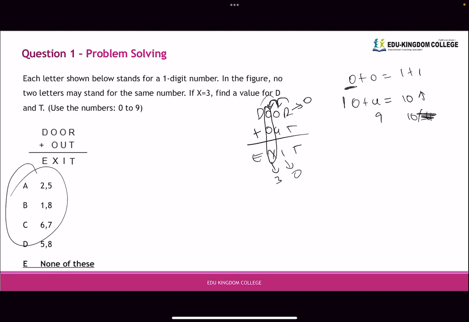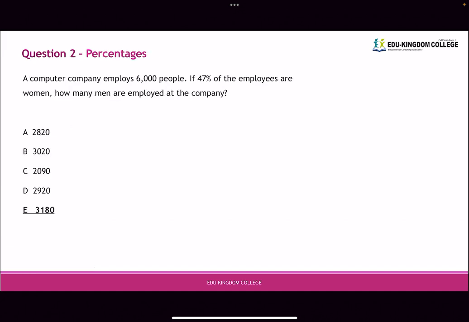No matter what any of these values are, this sequence does not work because there has to be a repetition, which means that E is none of these.